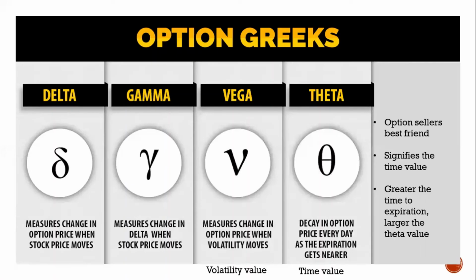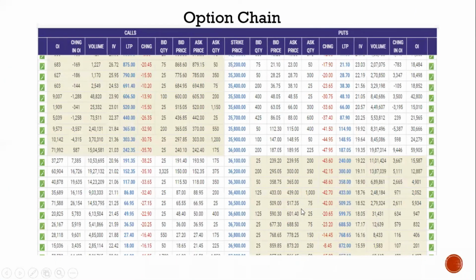Then we have theta. Theta is the decay in option price every day as the expiration gets nearer. It is the option seller's best friend. It signifies the time value. Greater the time to expiration, larger is the theta value. As we know, the premium of the option consists of the intrinsic value, time value, and the volatility value. Vega signifies the volatility value and theta signifies the time value. So the OTM options consist of only the time value and the volatility value. If the option expires OTM, the volatility value and time value would also come down and eventually the option expires worthless.